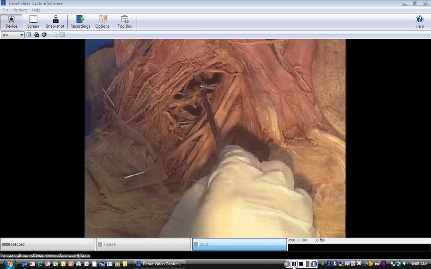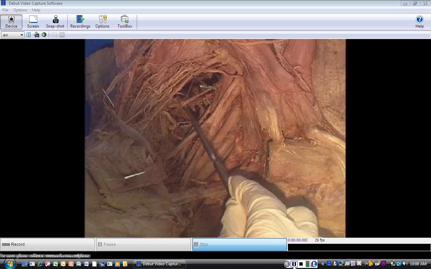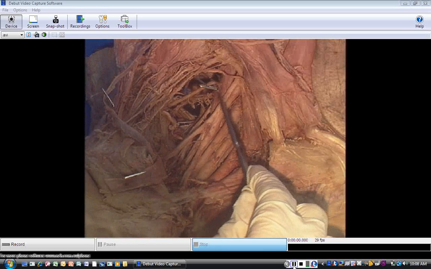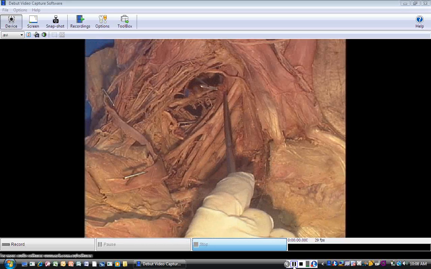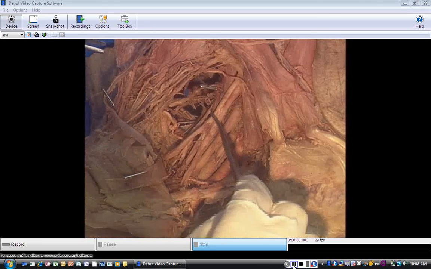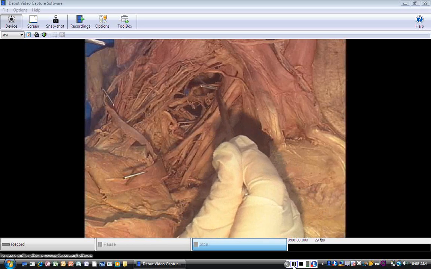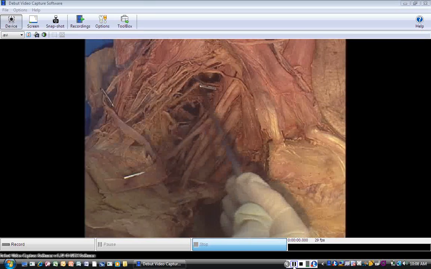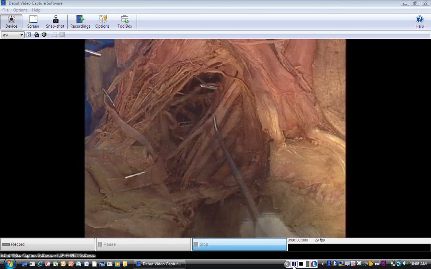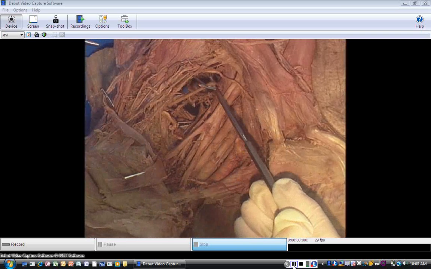Okay. If we look deeply here in the posterior triangle of the neck, we can see the dorsal scapular nerve, and the dorsal scapular nerve is coming through the middle scalene here, and that is a potential site of entrapment of the dorsal scapular nerve. It's going to innervate the levator scapulae, which we can see right here, and the rhomboids major and minor.